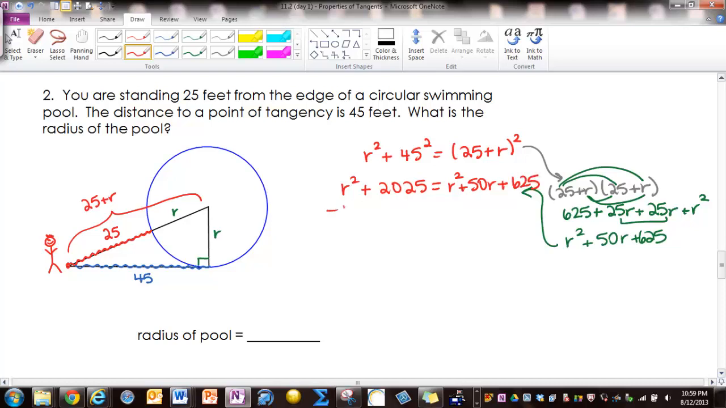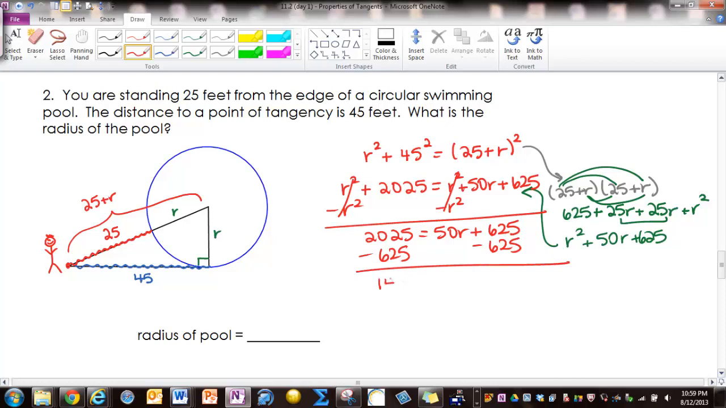Now, solving this equation, I subtract R squared from both sides. The R squareds do cancel out. I get 2025 equals 50R plus 625. Next, I'm going to subtract 625 from both sides. That gives me 1,400 equals 50R. Divide by 50, and R equals 28. So that tells me the radius of my pool is 28 feet.